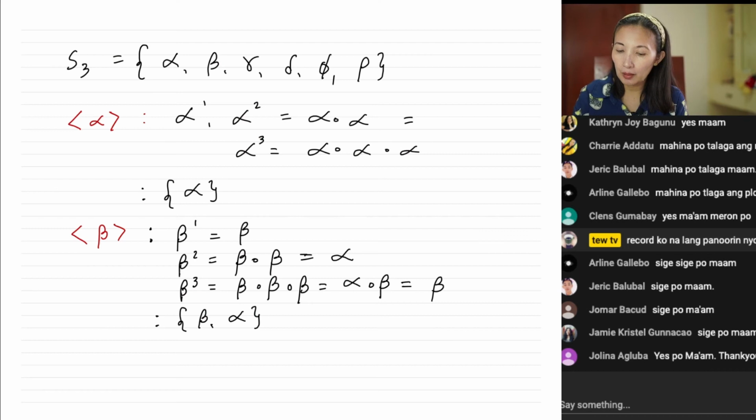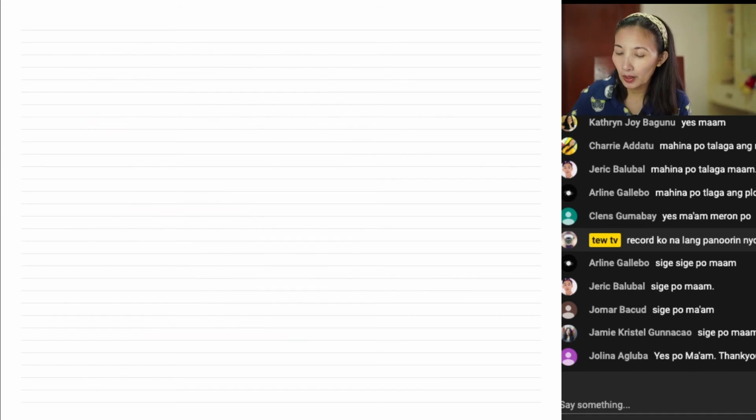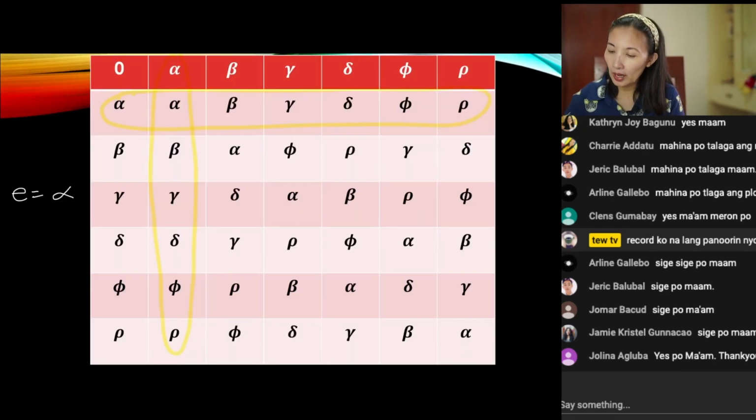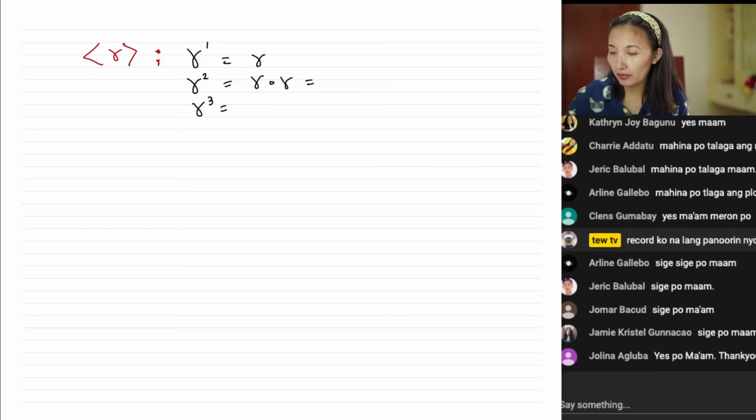So, let's proceed. Let me just underscore what we have already generated, and this is the second. Next, what about gamma? What will be generated by gamma? After multiplying gamma to itself: gamma raised to 1 is gamma itself. Gamma squared is gamma circle gamma. Going back to the table, gamma circle gamma is alpha. So we may not proceed with this anymore. The set generated by gamma is gamma and alpha.